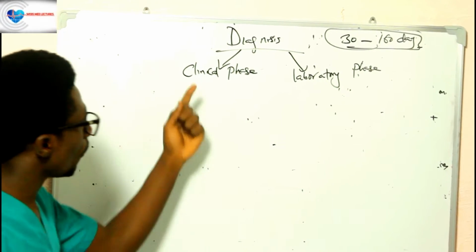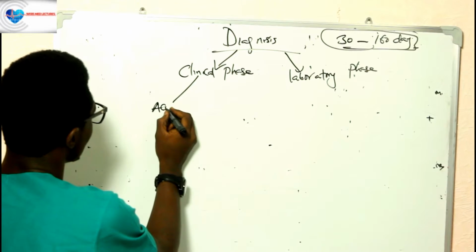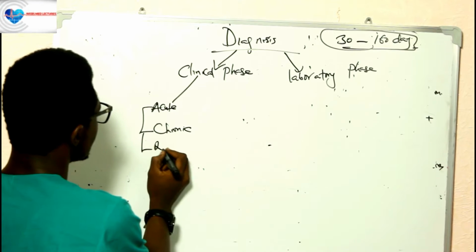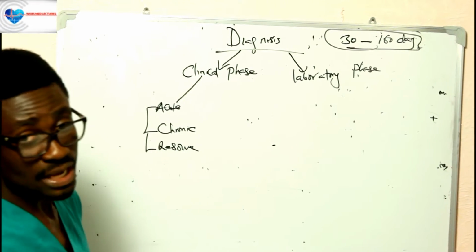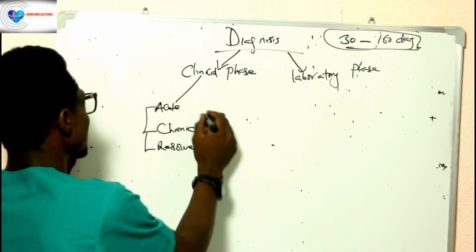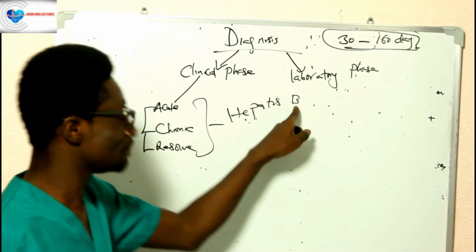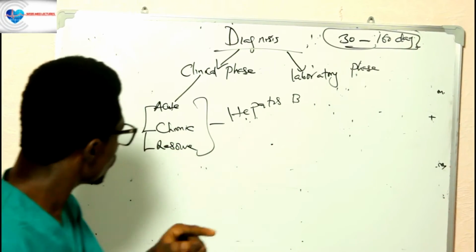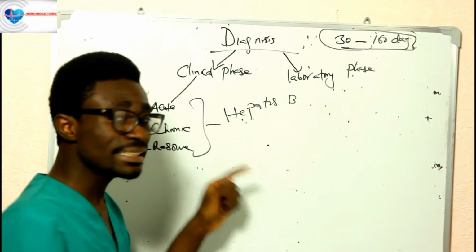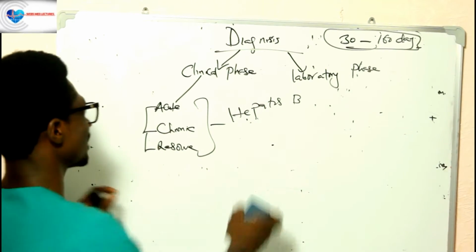But the clinical phase of the diagnosis is divided into acute, chronic, and resolved. That simply means hepatitis could be acute, it could be chronic. That means you could have acute hepatitis B, you could have chronic hepatitis B, and you also have resolved hepatitis B, guys. You understand? And all these things fall under the clinical presentation or phase of the diagnosis. Okay, let's talk about this particular phase in detail.